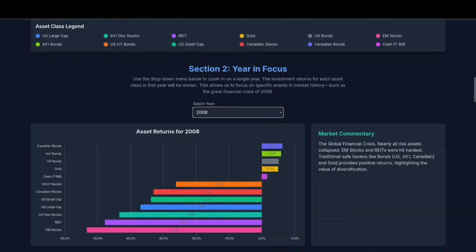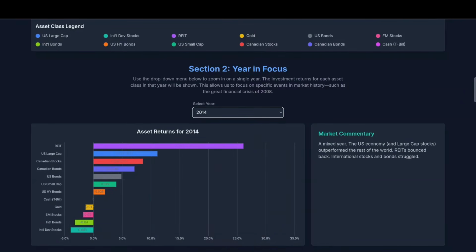What we can also see is that this continued in 08. The global financial crisis really kicked in in 08, and nearly all risk assets collapsed. Emerging stocks and REITs were hit the hardest. Traditional safe havens like bonds, whether international or Canadian, and gold provided the positive returns, showing the value of diversification within a portfolio.